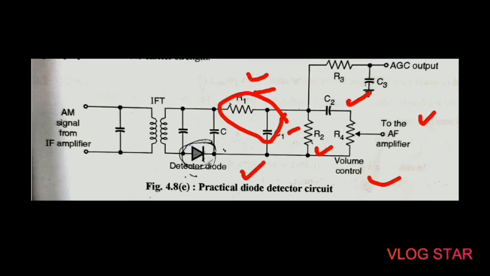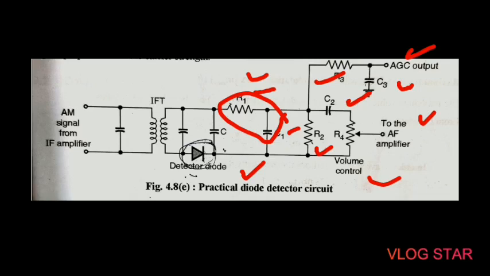The R3 and C3 combination forms a low pass filter which is designed to remove the AF component, that is the audio frequency component, and this helps to produce the AGC voltage. This is the output AGC voltage, which is a pure DC voltage. The amplitude of this voltage is proportional to the carrier strength.